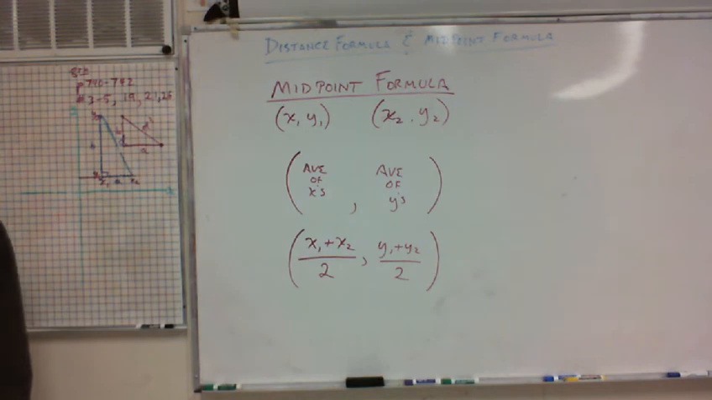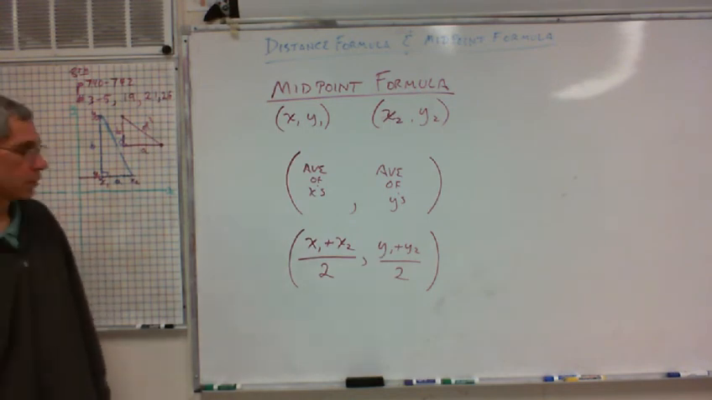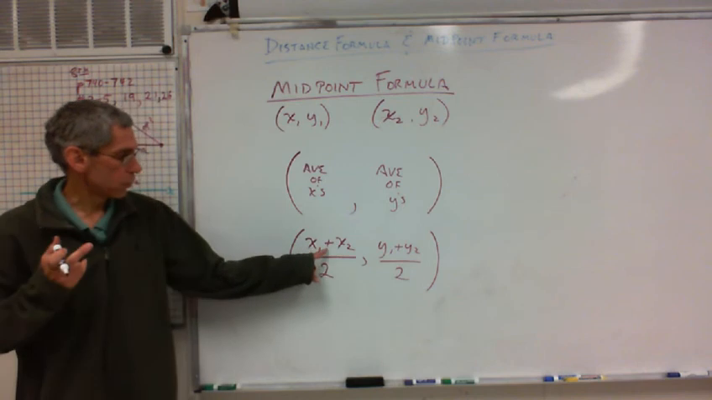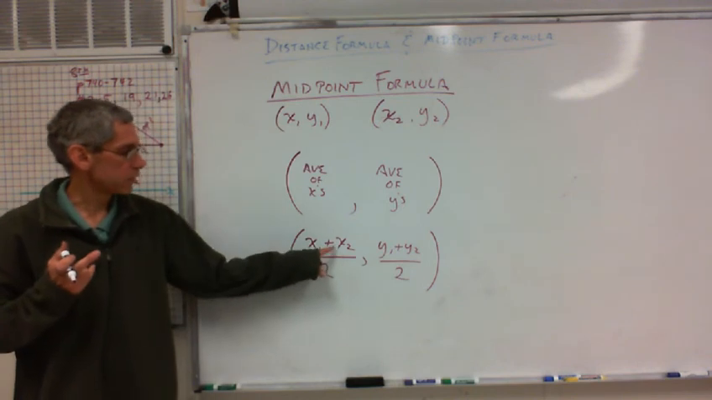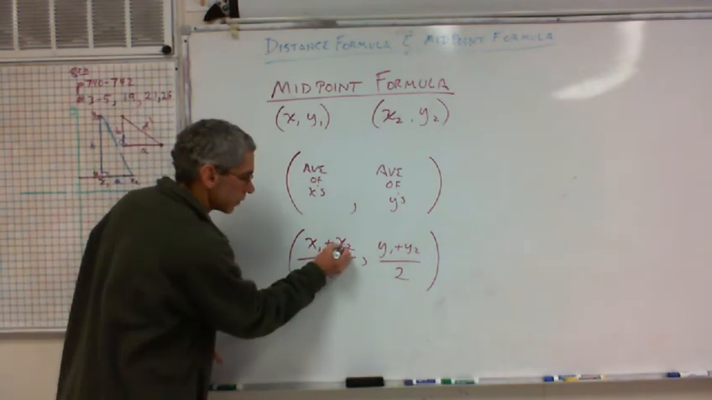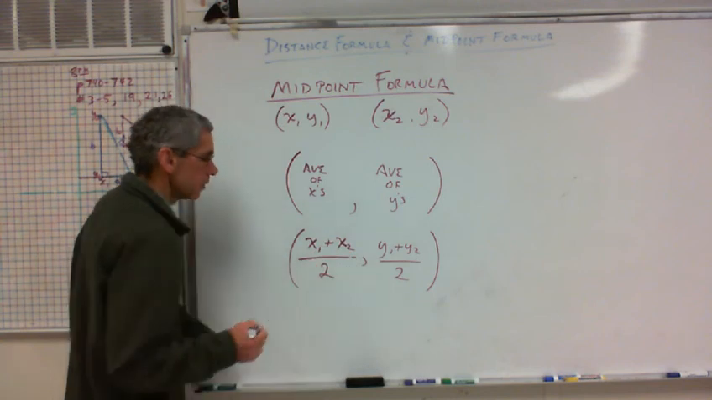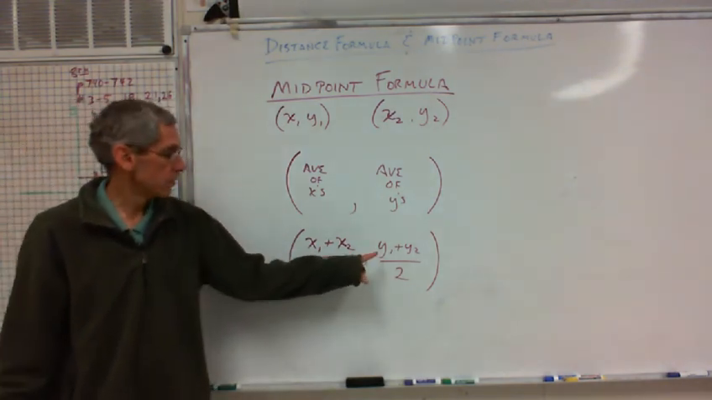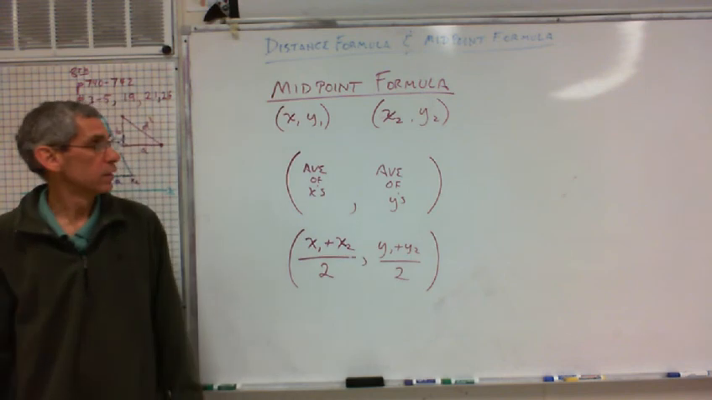Oh, that's ridiculous. Is that Y2 or X2? This is x1 plus y, oh, excuse me, x1 plus x2. I see what you're saying. Yeah. There you go. That's better. Divided by 2. It's just the average of the x's, comma, the average of the y's. Right? So it's really easy.